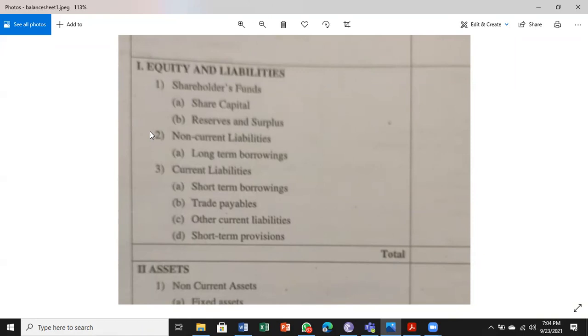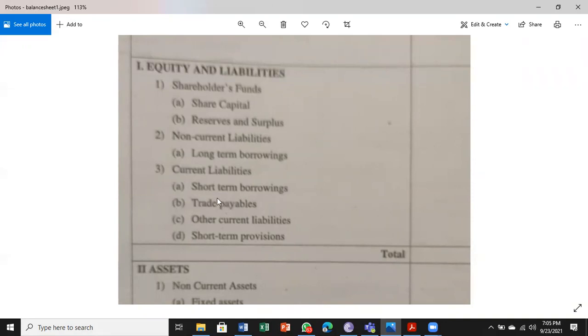Next, under heading 2, you have non-current liabilities. It has only one particular heading, A, long-term borrowings. Then 3 is called as current liabilities. This has 4 parts. So you have to remember all the headings carefully. In the exam, you're supposed to write this format. Then we have to work the problem. So headings you cannot change according to your discretion. You have to write in the same order which is prescribed for second PUC.